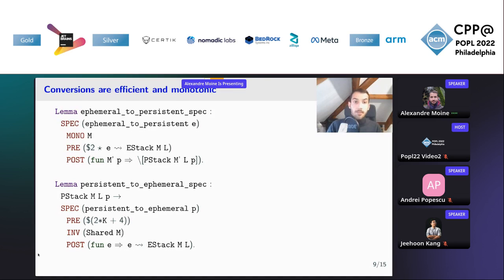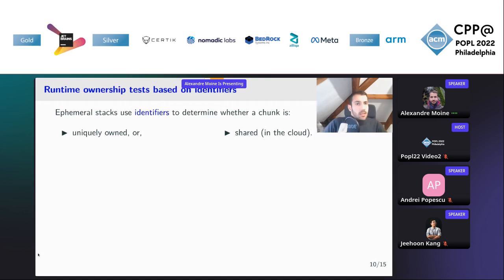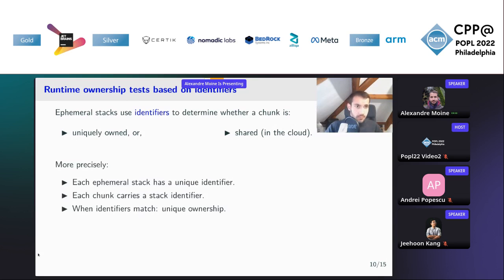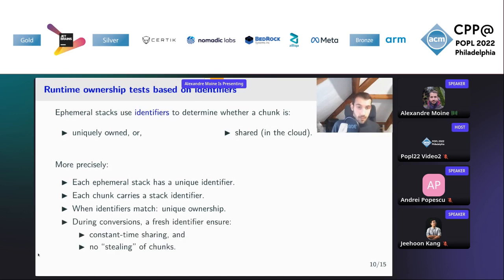Now let's see some insight on the implementation. Indeed, ephemeral stacks use identifiers to determine whether a chunk is uniquely owned or shared, that is, in the cloud. More precisely, each ephemeral stack has a unique identifier, each chunk carries a stack identifier, and when the two match, there is unique ownership of the chunk by the ephemeral stack. This is very useful during conversions. Why? Because when going from ephemeral to persistent, we will simply generate a fresh identifier for the ephemeral stack to share all of its chunks, and in the other direction, when going from persistent to ephemeral, the new ephemeral stack will have a fresh identifier to ensure no stealing of chunks.